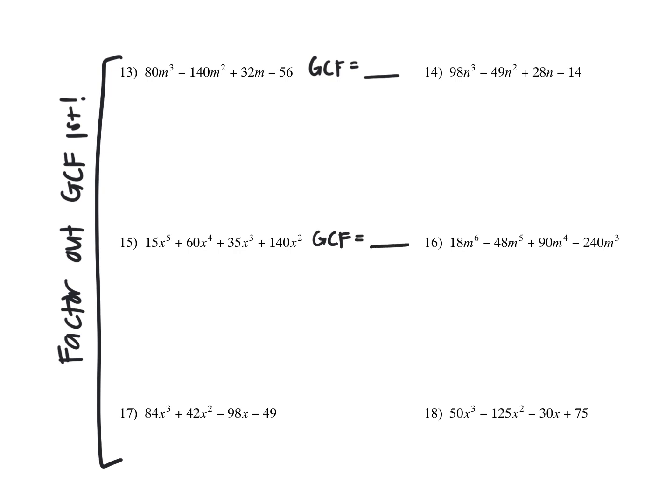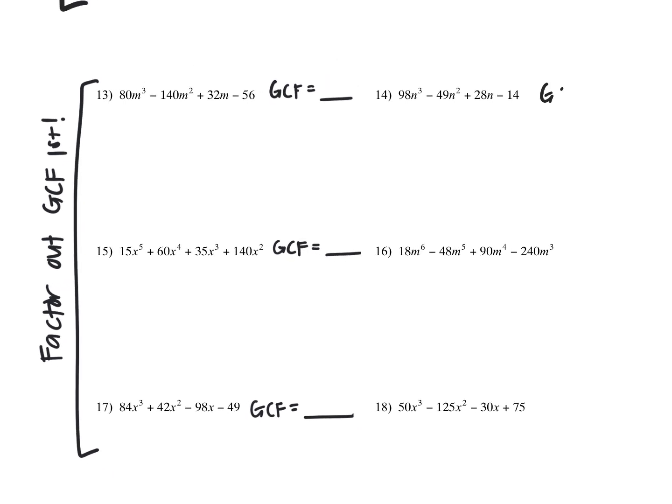before you start factoring it by grouping, because there is a GCF that you can take out of all 4 terms. So what I want to see on your paper is GCF, and I want to see what the GCF is for every single one of those so that you know you are pulling that out first. Okay? We're going to look at number 15 together, and then you guys will complete the other 5 on your own.